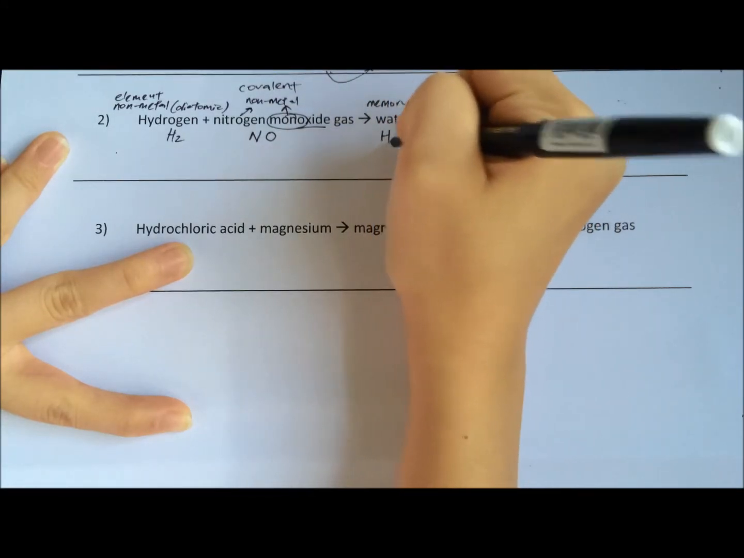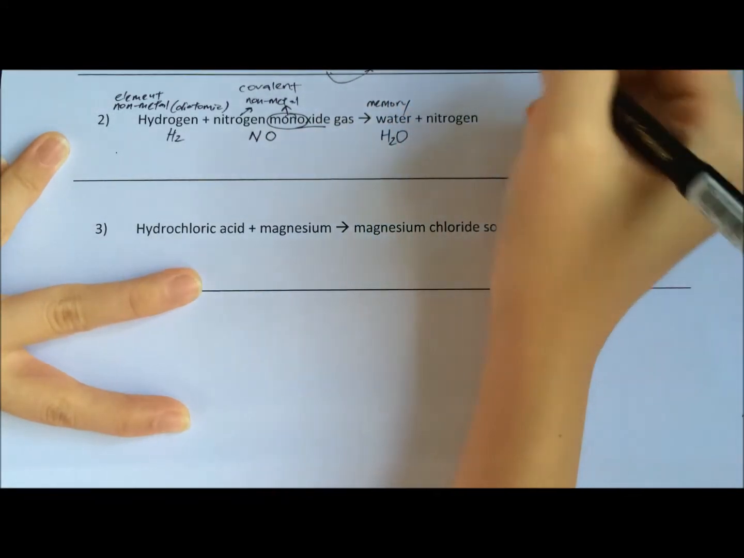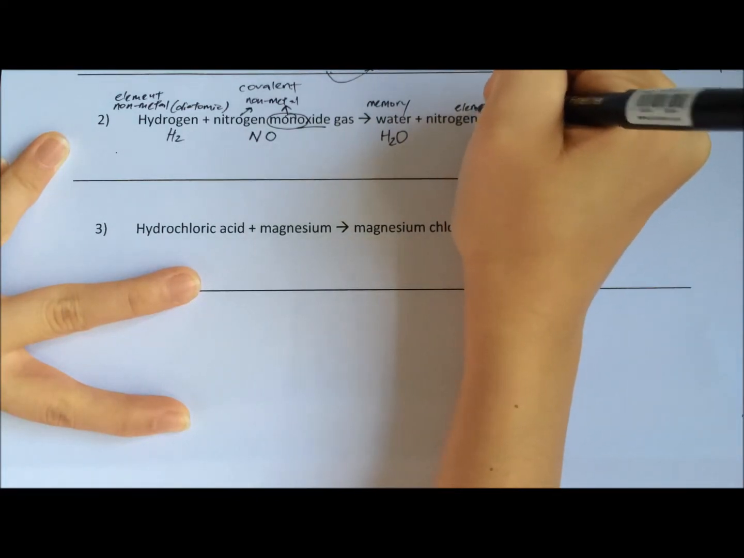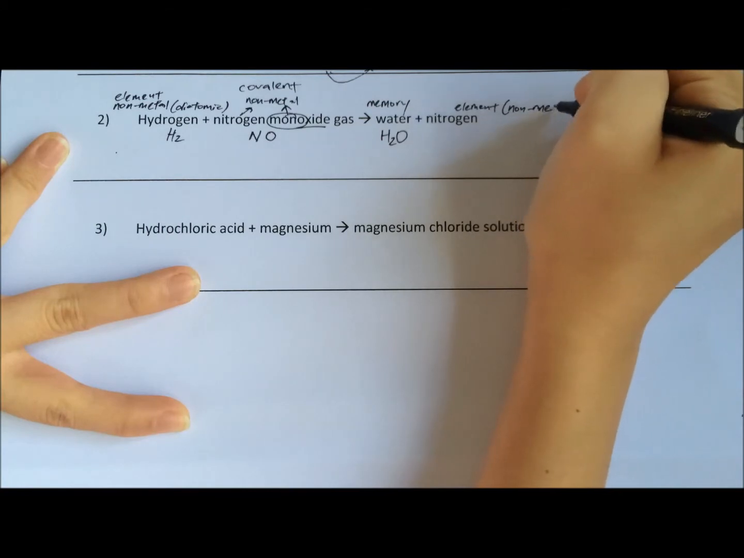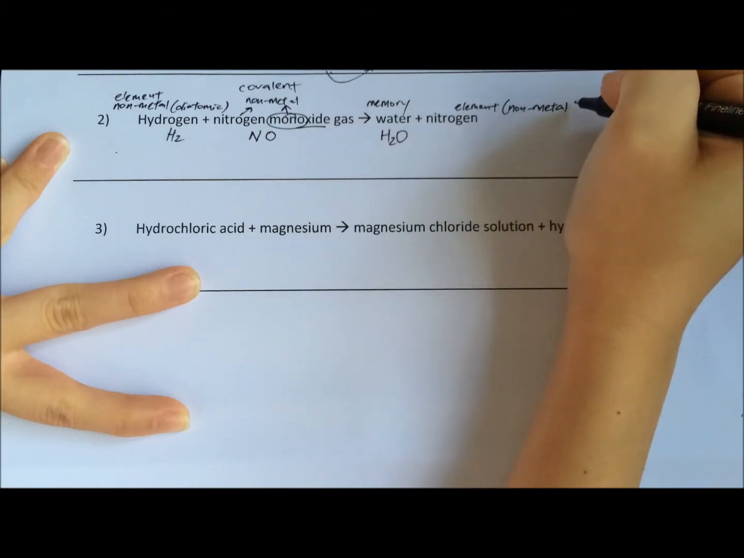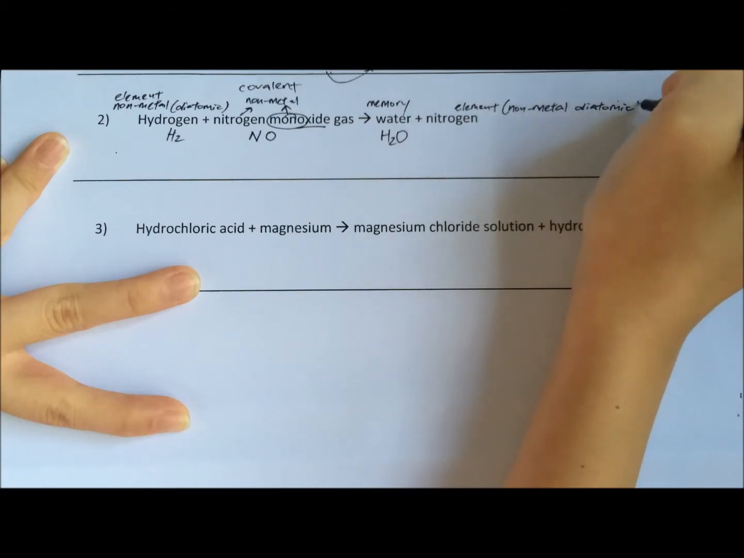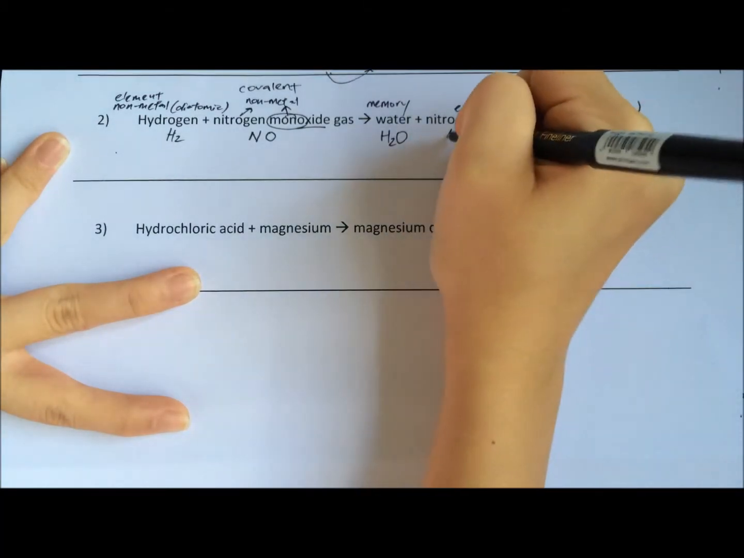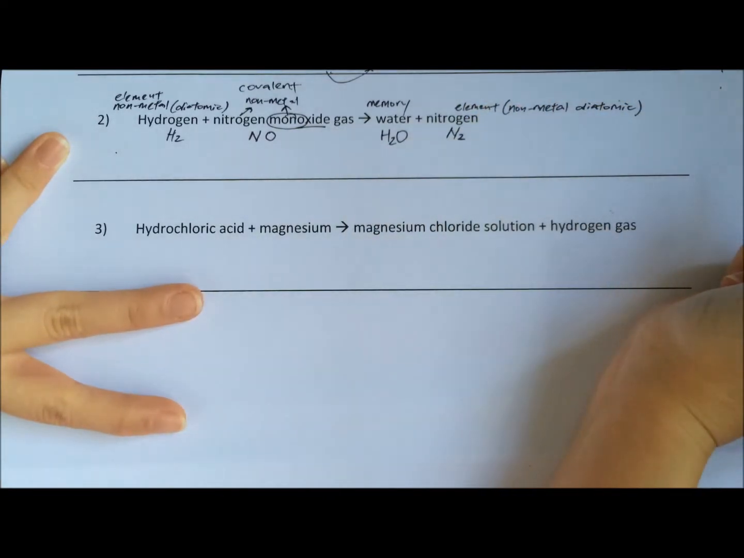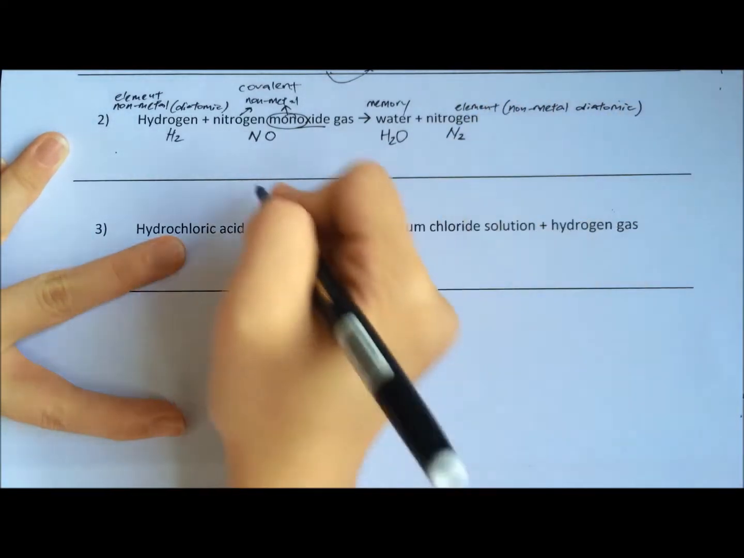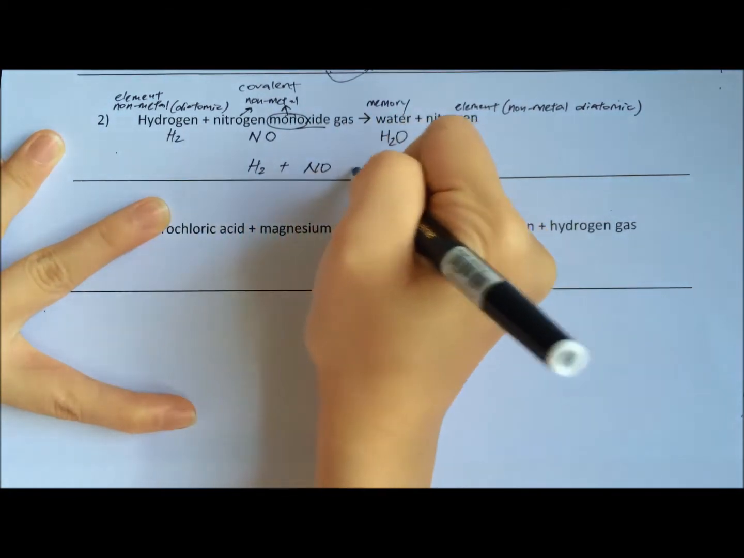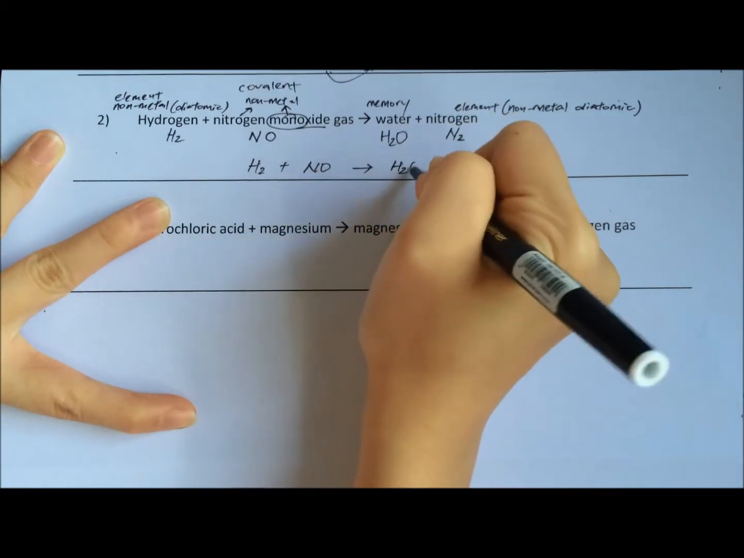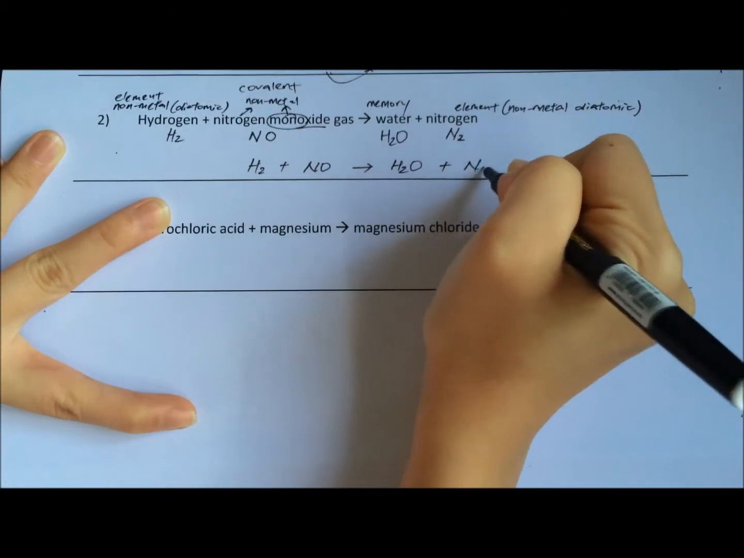Now we look at water. Water is by memory H2O. Nitrogen is an element, it's a non-metal. It is the special case where it is also diatomic. So your chemical formula will be N2. Okay, so now when you get all the chemical formulas correct, then you write it down as an equation. Then you have to do balancing.